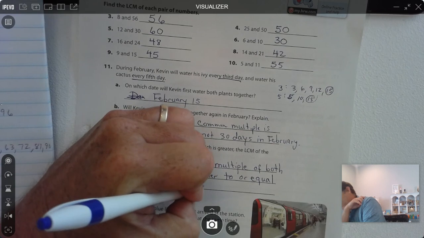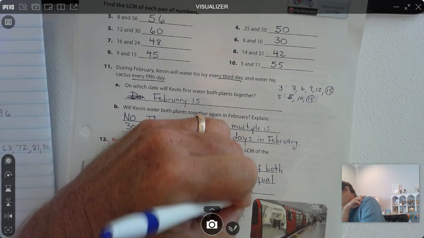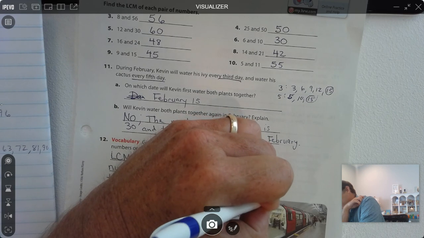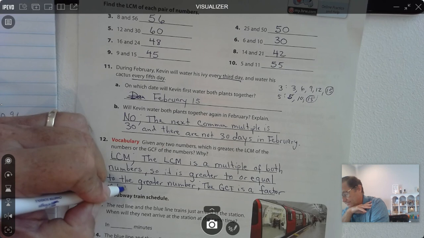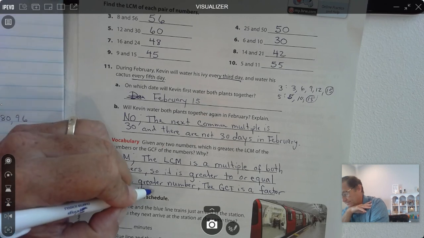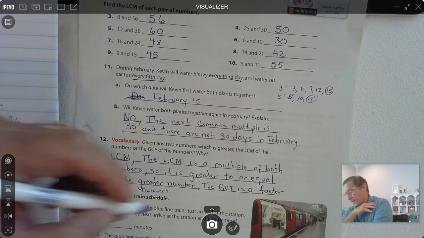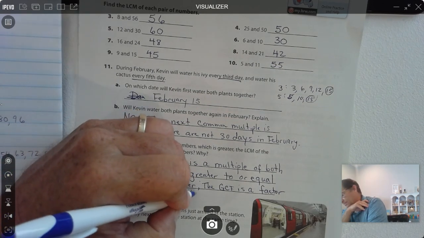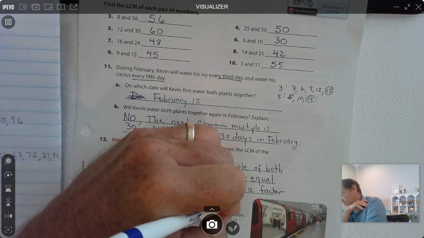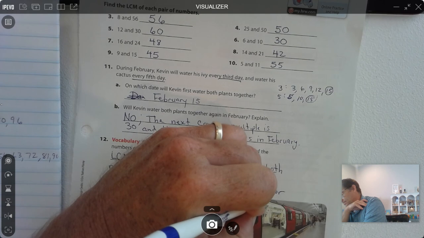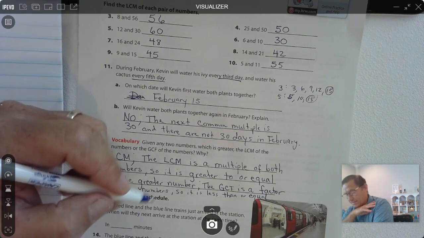The GCF is a factor of both numbers. So it has to be less than or equal to the smaller number.